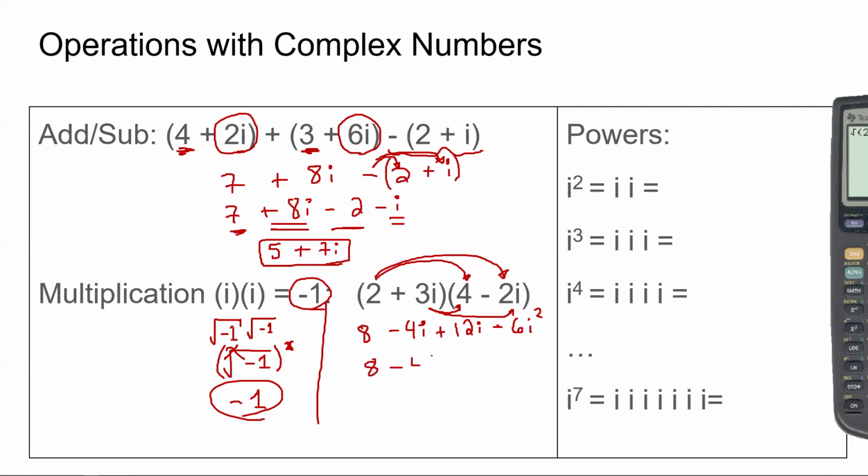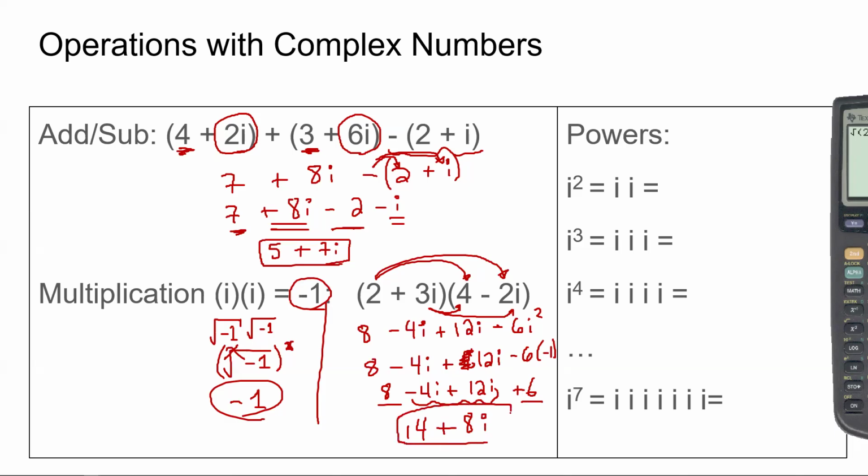Straightening out that, that's supposed to be a 12i. This is a negative 6 times a negative 1 from the i squared. Negative 6 times negative 1 is going to be a positive 6. All right, I really should have looked at these slides a little better. 8 and 6 make 14, and I got a negative 4i and a positive 12i, and that's going to be plus 8i. There's my answer. That was kind of fun.